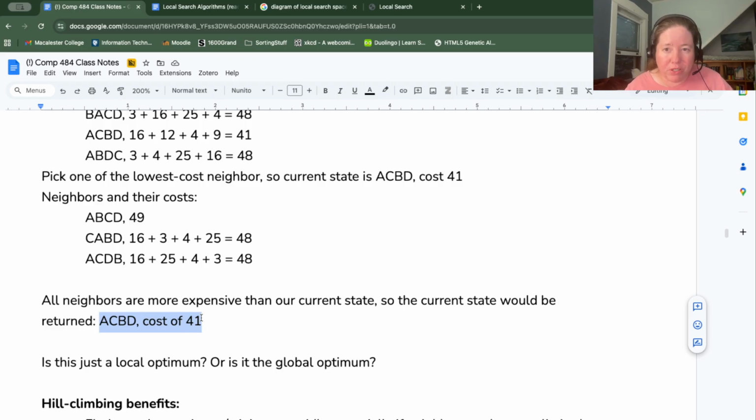Is this the optimal solution, or is it not the optimal solution? That's something that you might need to think about on your own and work through for yourself.